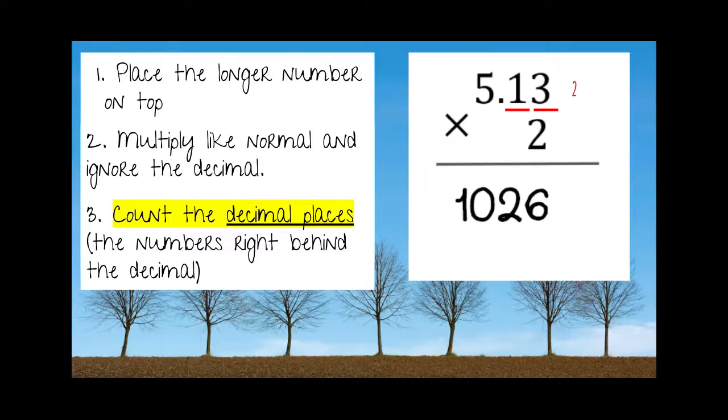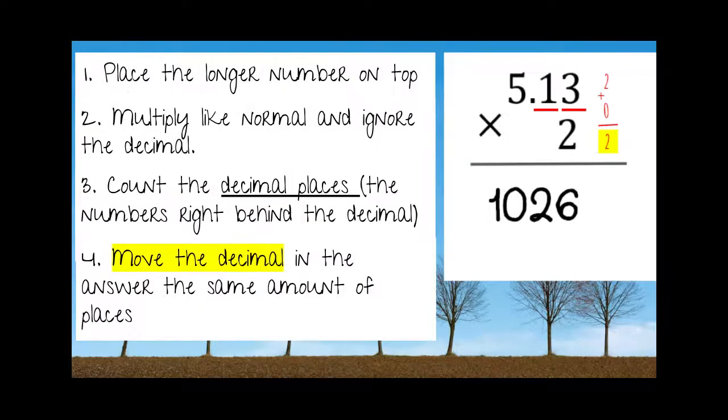The number 2 is a whole number. And even though the decimal is invisible, there's nothing behind it, so I'm going to put a 0. And then I'm going to add it. I have 2 decimal places total. Then I'm going to move the decimal in the answer the same amount of places.